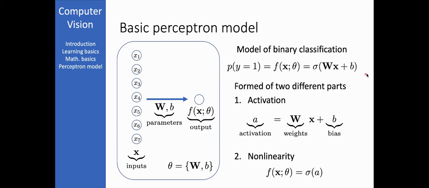Now, this function, we will actually study in two different parts. One of them is the activation. The activation is the part inside the nonlinearity, or in a sense, the linear part. So the activation is the weights times x, my input, plus the bias b. The second part is a nonlinearity, which converts the activation into a probability. I will call it sigma. We've seen sigmoid already, and we will see another one later on as well.